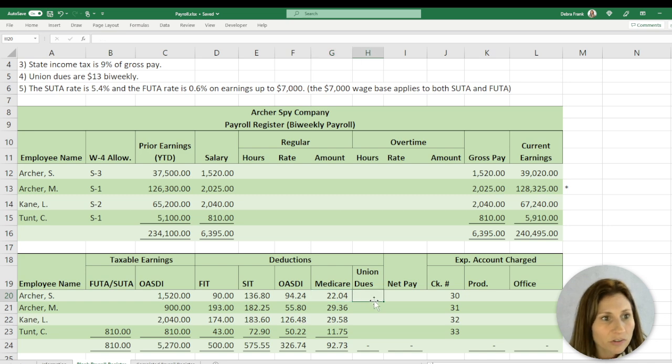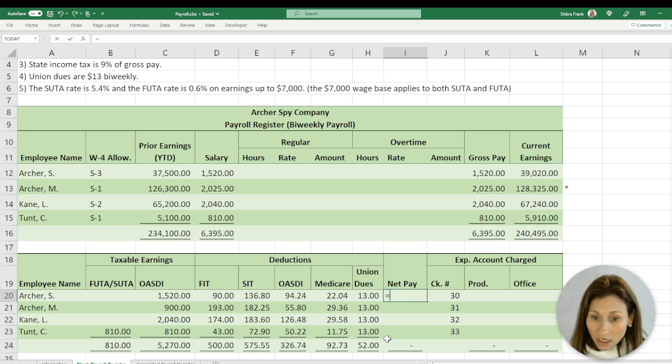Now our union dues, I think we're 13 bucks. Yep, we can see 13 bucks bi-weekly. So I'll just throw in 13 bucks here. All right, so that's all the taxes and dues or whatever that are taken out of the paycheck. And now we need to figure out the net pay.